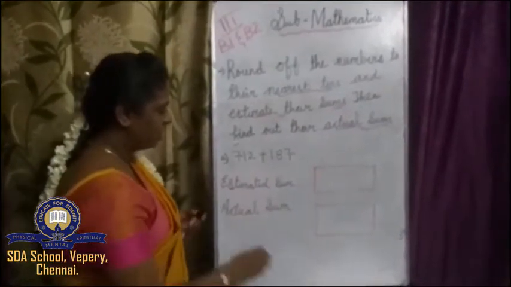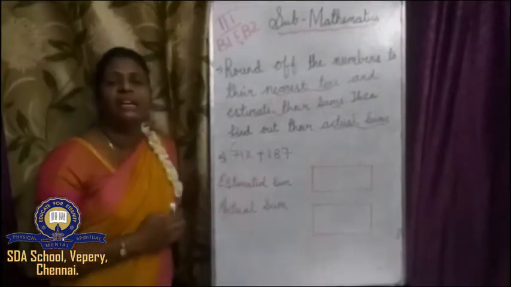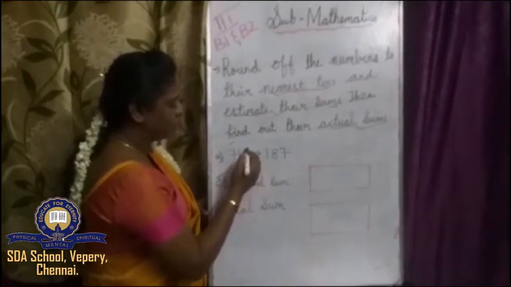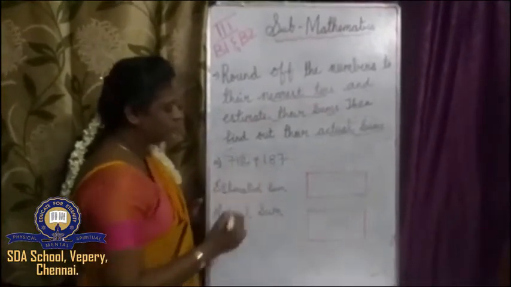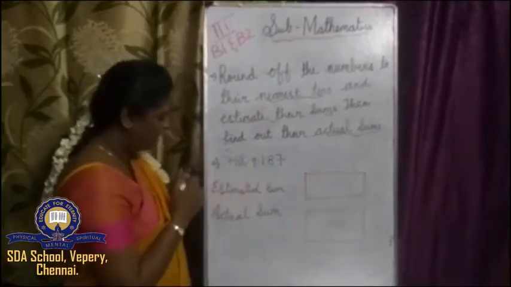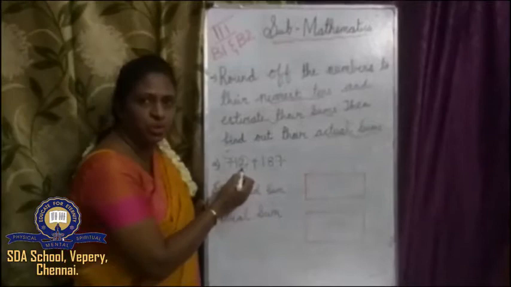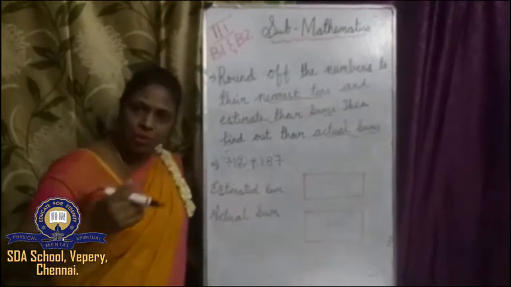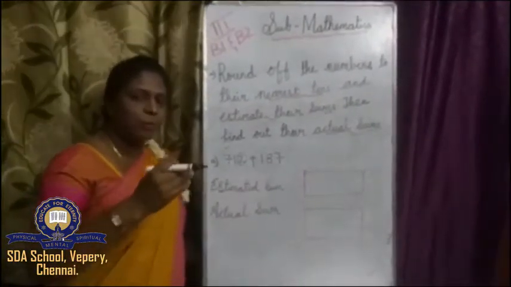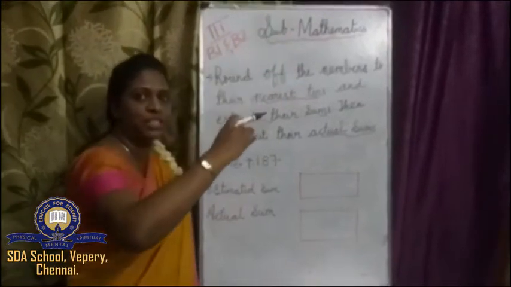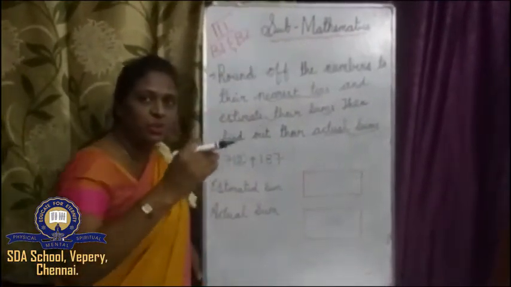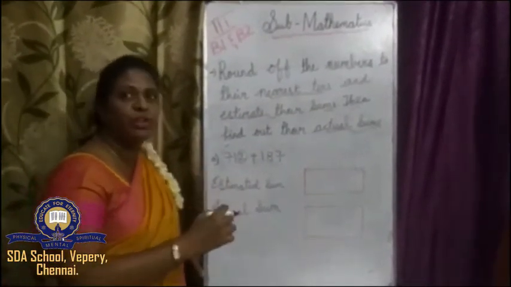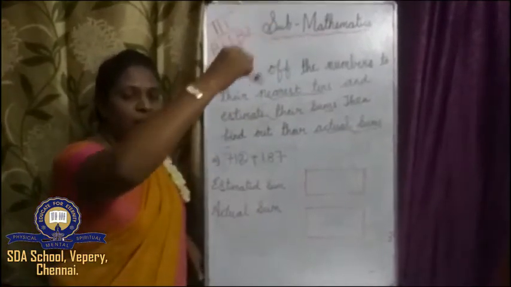Now right here, what do we have to do first? Round off the numbers. 712. First take this digit, the ones place. In the ones place what do you have? 2. Children, just remember that number line, as I told you. If it's 5 and above, you go up, that is rounding up. If it's 1, 2, 3, 4, you are coming down. 5 is the center point, and the center point also will go up.